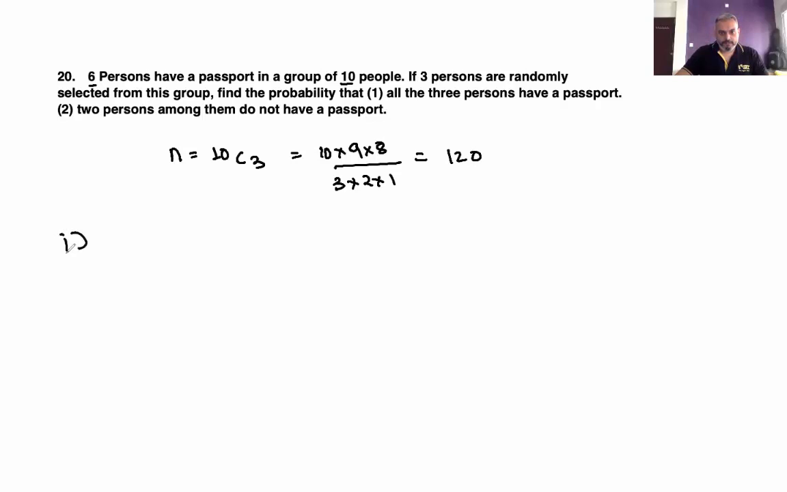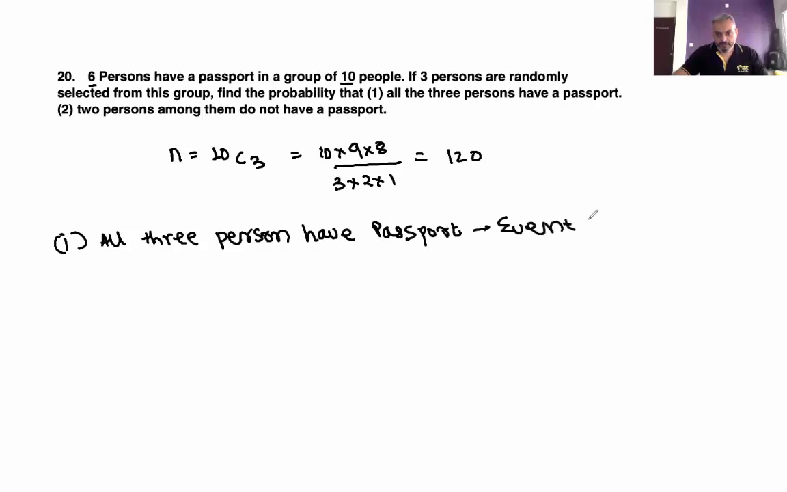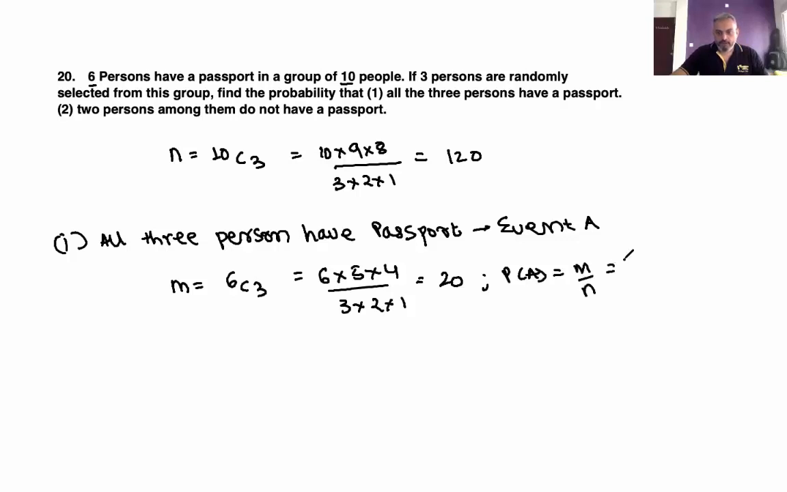Now first, all 3 persons have a passport. We take this as event A. So M is equal to, now 6 persons have a passport, out of which 3 should have a passport. So 6C3 is equal to 6 into 5 into 4 upon 3 into 2 into 1, which is equal to 20. So P of A is equal to M upon N, which is 20 by 120, which is 1 by 6.